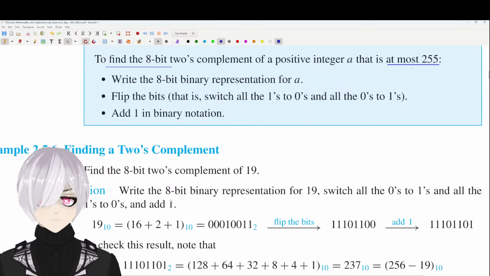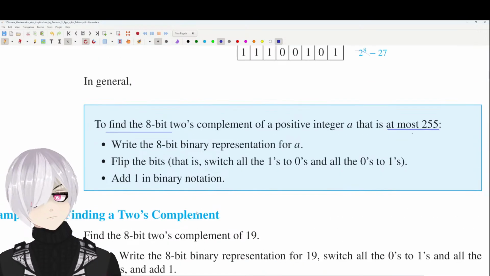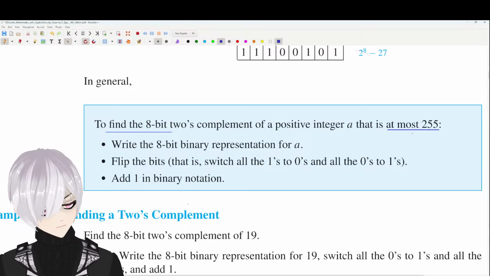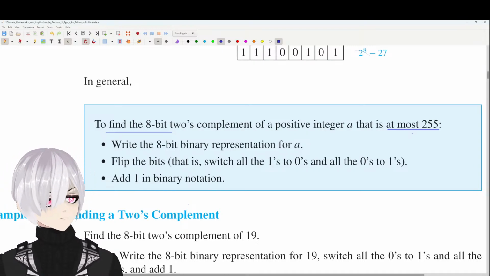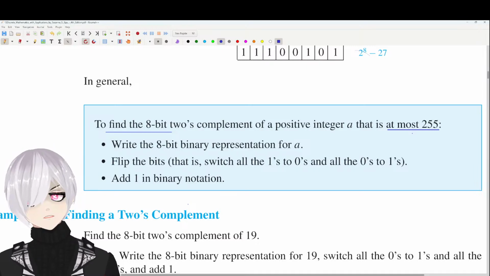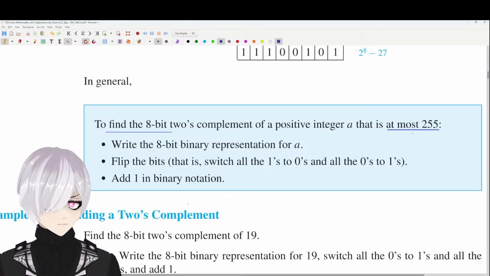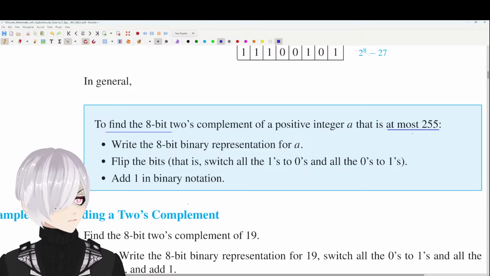Let's see. Finding a two's complement. Find the 8-bit two's complement of 19. Yeah, so now we can apply the procedure. So first, wouldn't we need a representation of 19, an 8-bit representation?